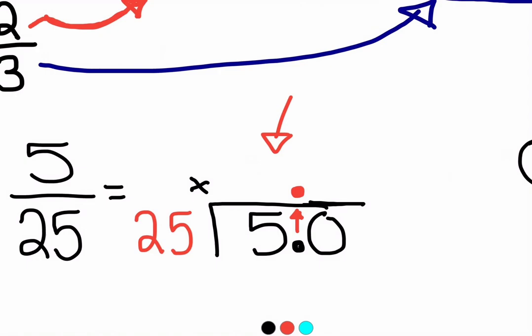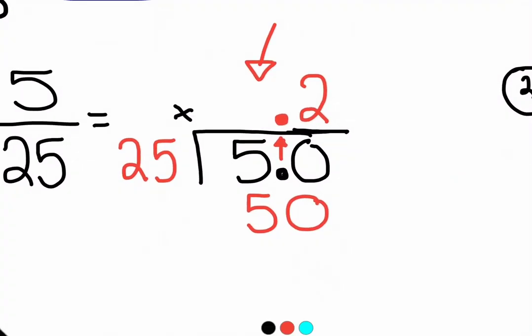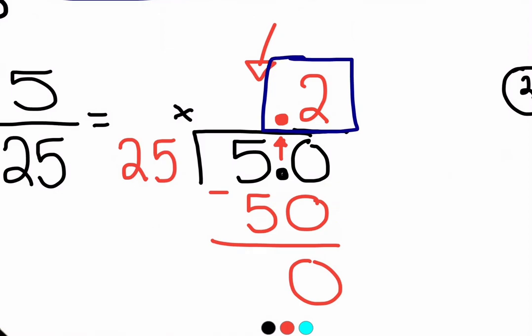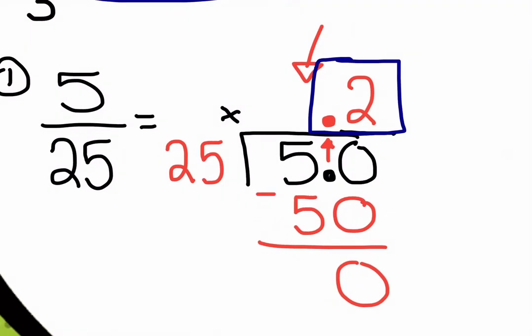Can 25 go into 50? Yes. How many times? If you skip count by 25, 25, 50, you see that it's going to go in there twice because 2 times 25 is 50. If I subtract, 50 minus 50 is 0, and that means I have my answer. And that's saying that 5 over 25 is worth the same amount as 2/10. Those are equal. I'm not changing the value, I'm changing the way it looks. I'm changing from a fraction to a decimal. It's still worth the same amount.